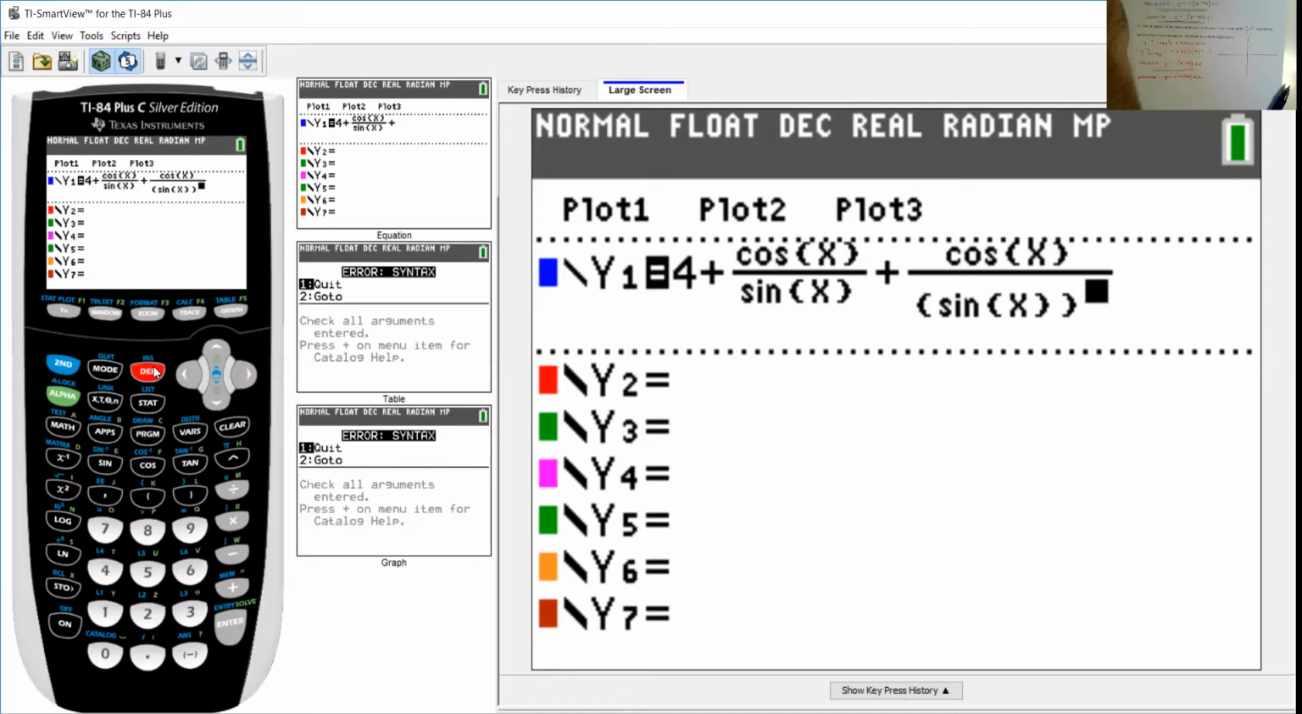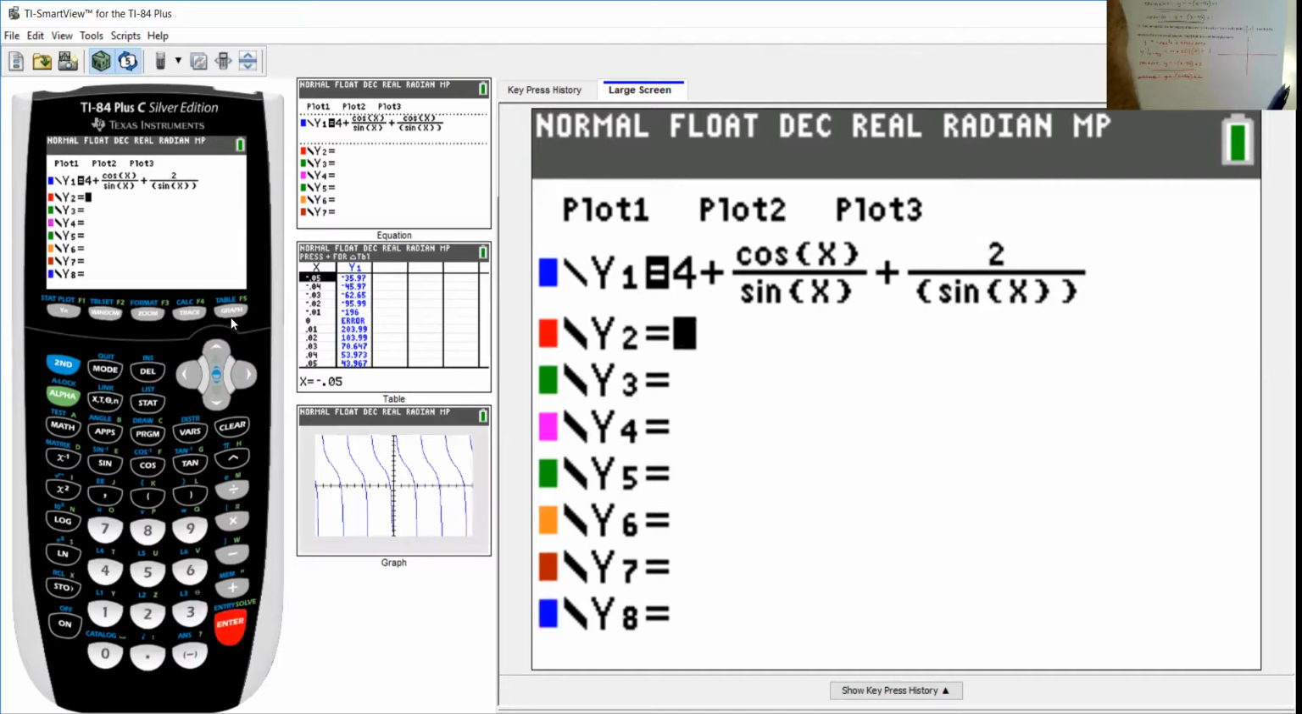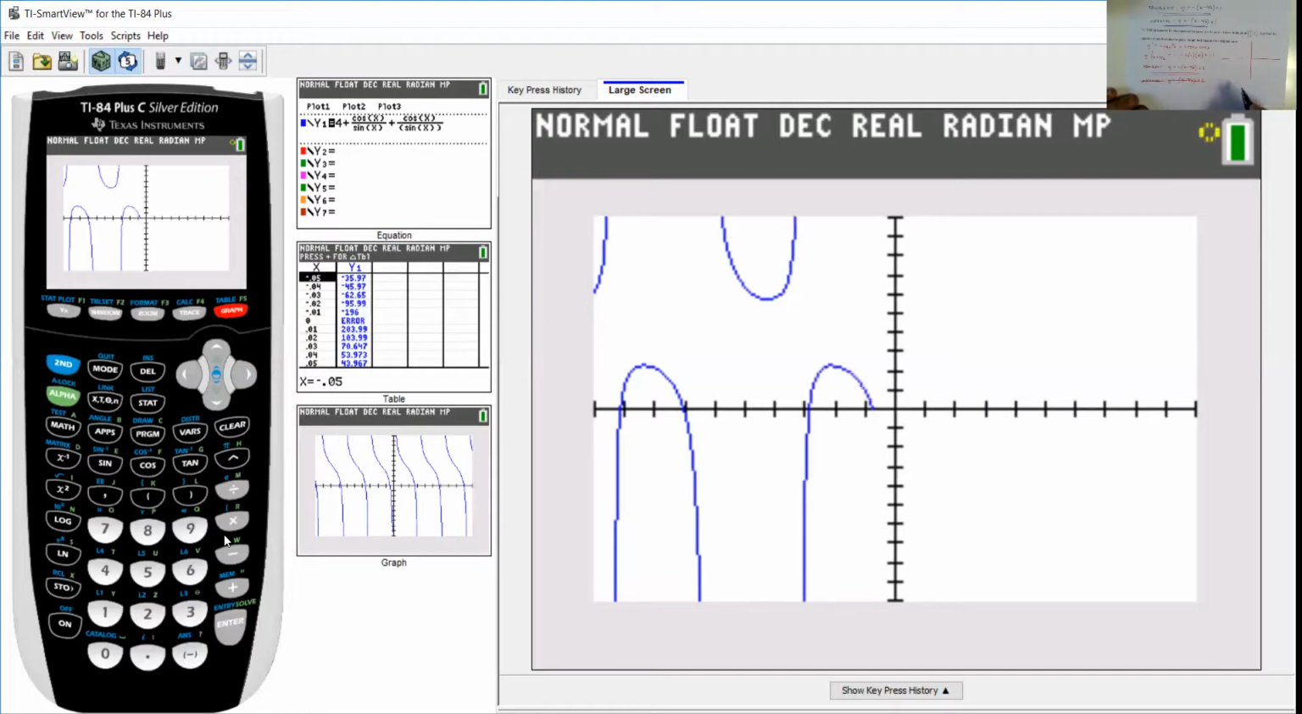Delete. It's four plus cotangent x minus two cosecant of x. I can leave that, right? Cosecant whatever sign. Yeah, okay, I'm good. Let me just go here and delete. Graph. This could take a little longer. Yeah, it's kind of cool looking, I'm not gonna lie.